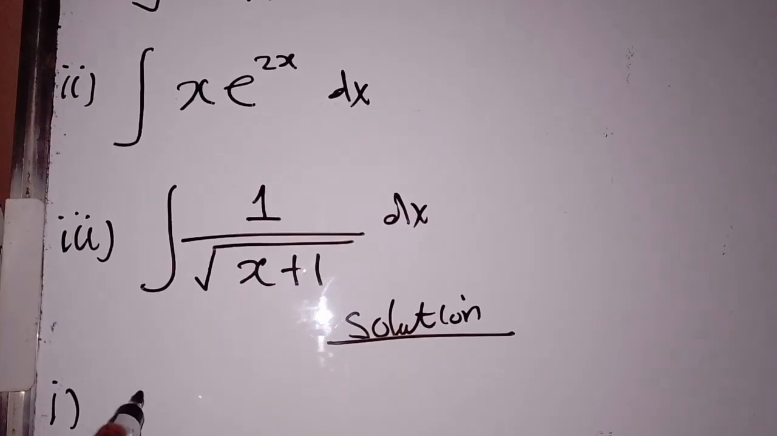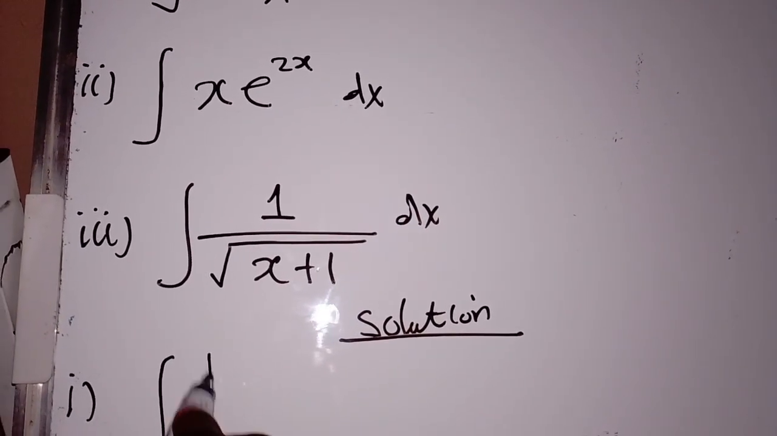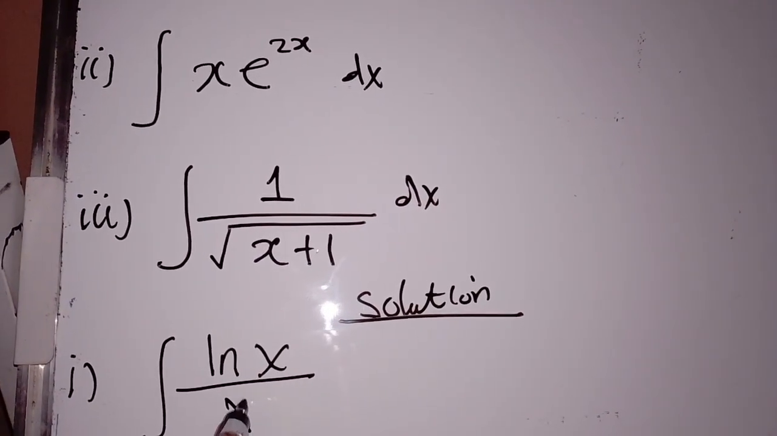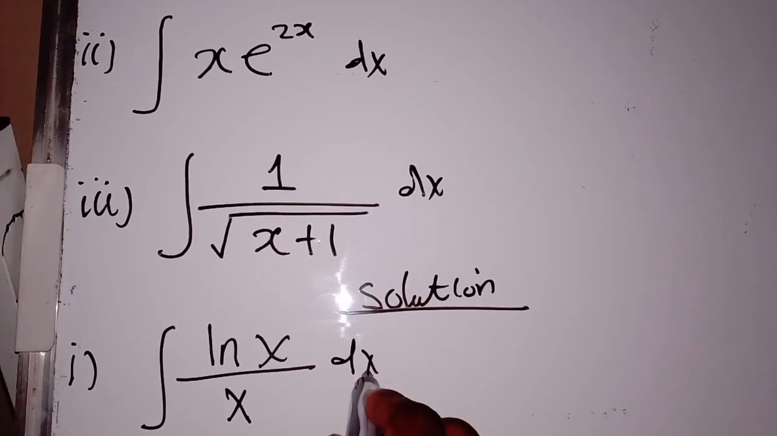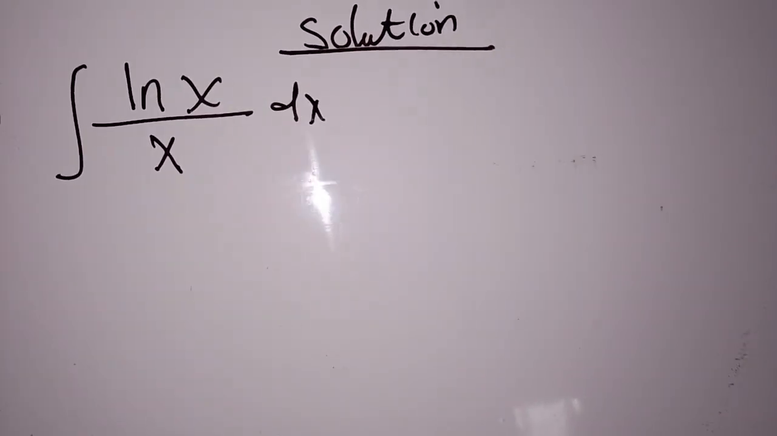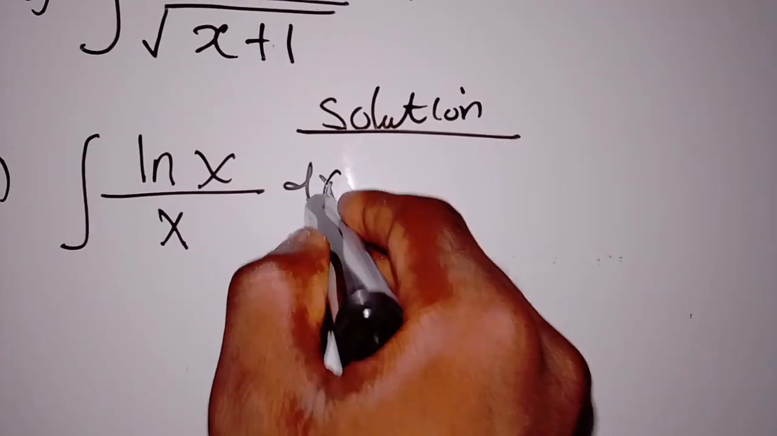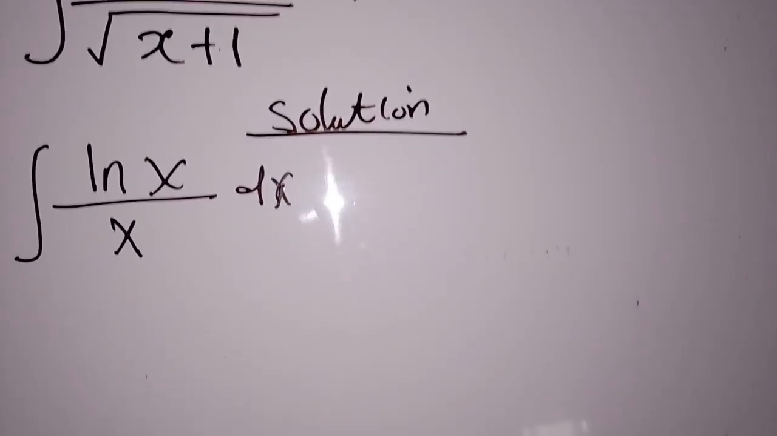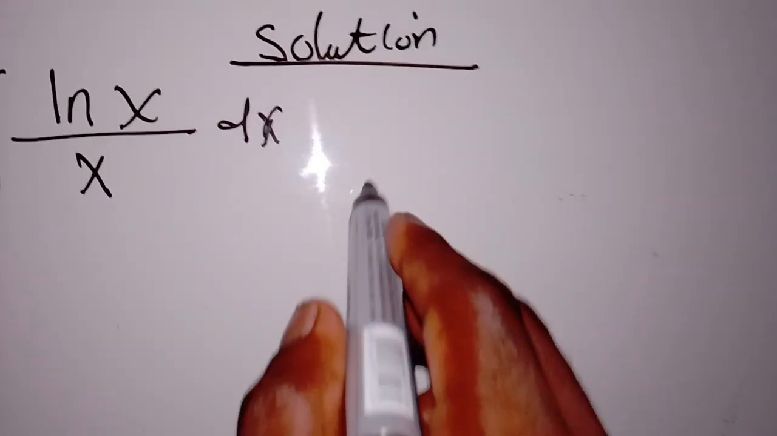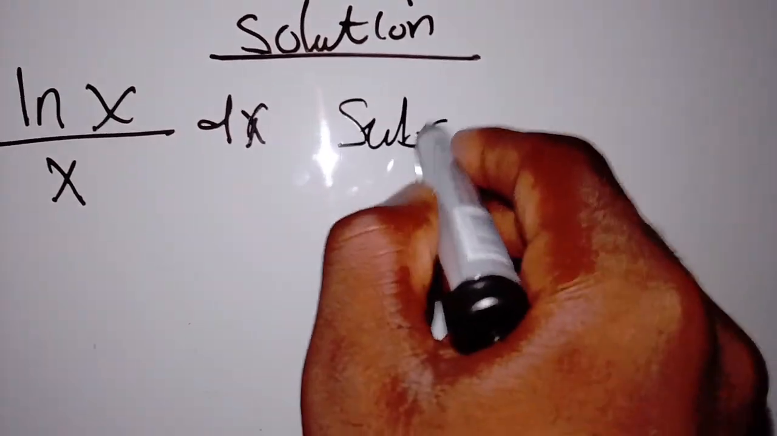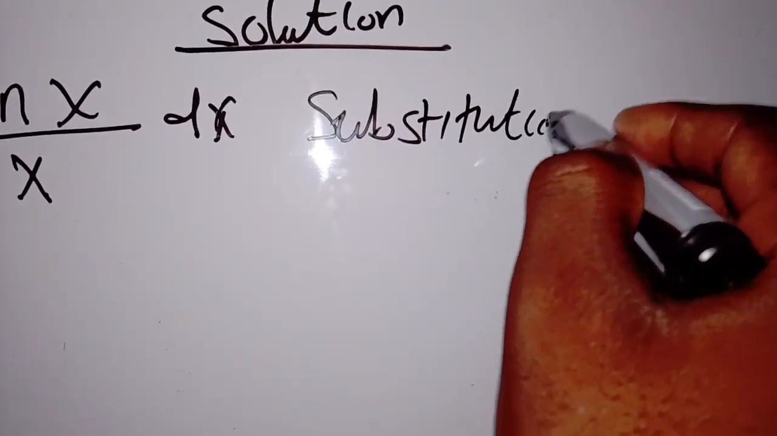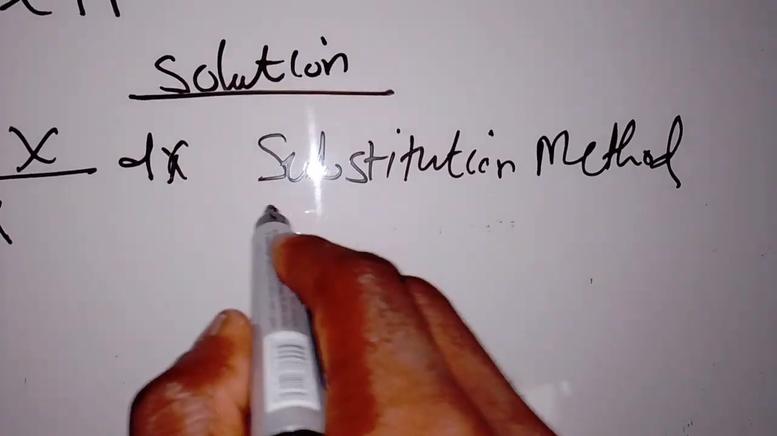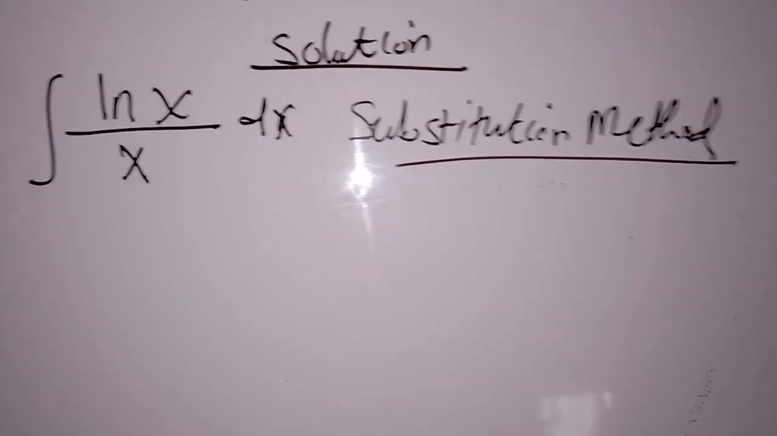When you have natural log x over x dx, how can you deal with that one? This is also simple, but the method you need to use is the substitution method. Okay, so this is the method you need to use.